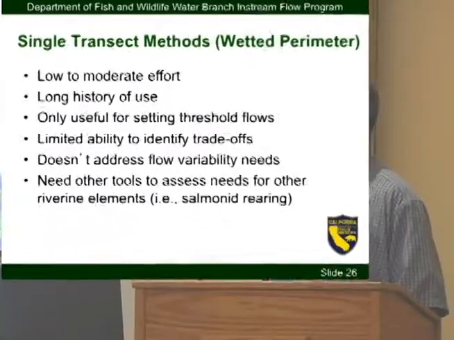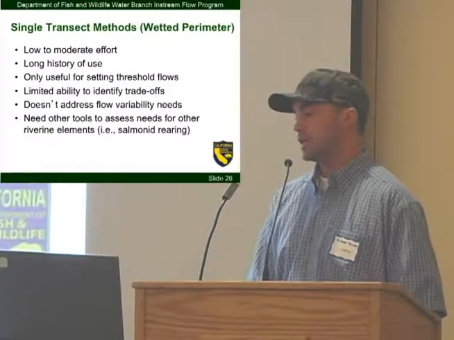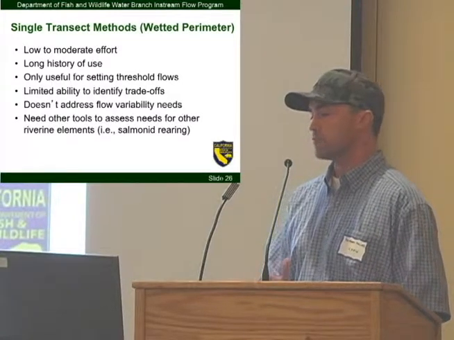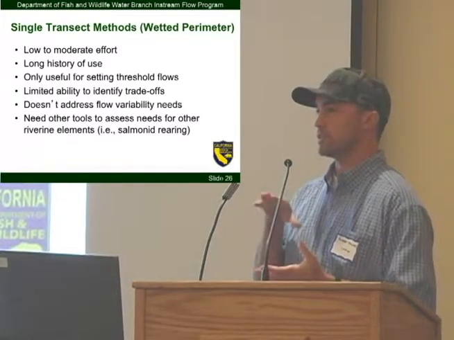And with most all these other methods, you do need other tools to look at other riverine elements. For example, the low flow threshold, a lot of people like to think that that's actually a flow that's needed to support, say, salmonid rearing during the summertime. And it's actually not. That requires different methods. It could give you the same answer. It could be higher, it could be lower, but it's a different question.